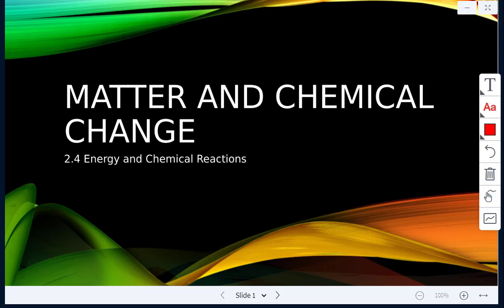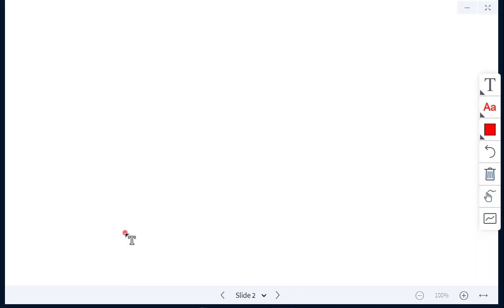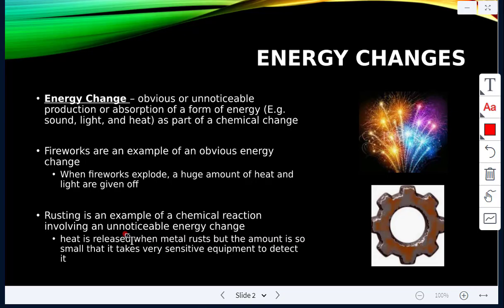All right, so today's lesson is 2.4, energy and chemical reactions. We talked about chemical reactions quite a bit in the last few lessons. We've looked at some evidence of a chemical reaction, like heat given off or released, changes in odor, maybe a color change, maybe a gas given off, or you might see some bubbles.